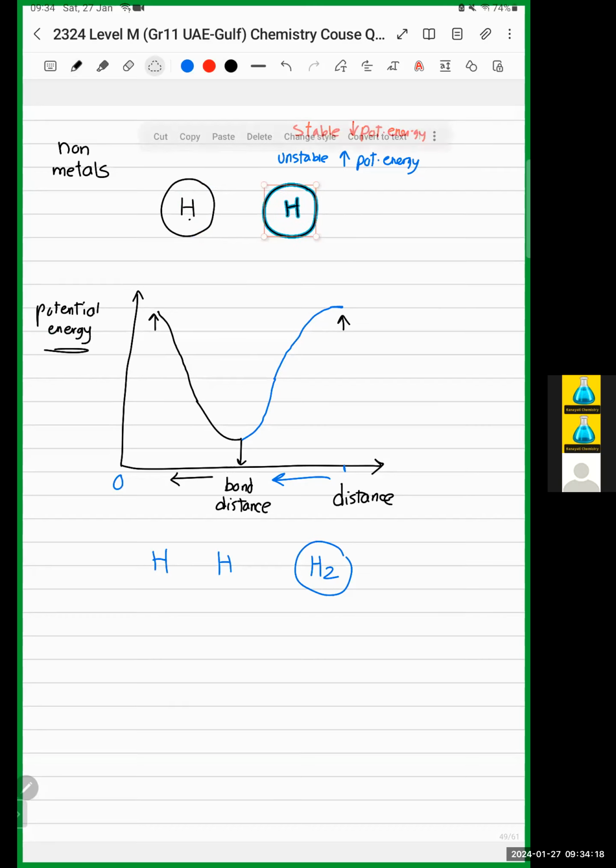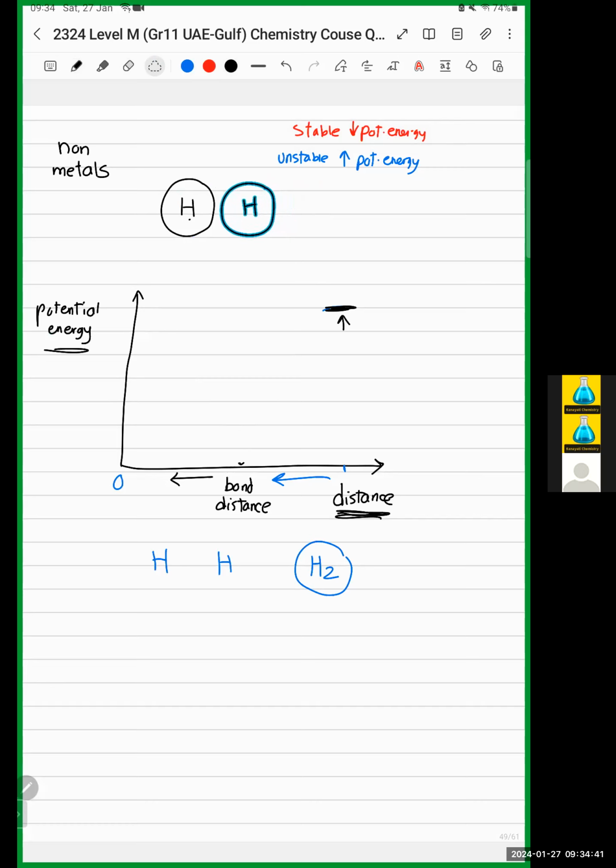Let's make a graph which shows the relationship between the potential energy and the distance. If you want to draw the graph from the beginning, you will see now the atoms are very far from each other. And once they are very far from each other, the distance is too big, so the potential energy is high here. But once you get the atom close to the other atom, they are going to form a bond or a molecule, so they become more stable.